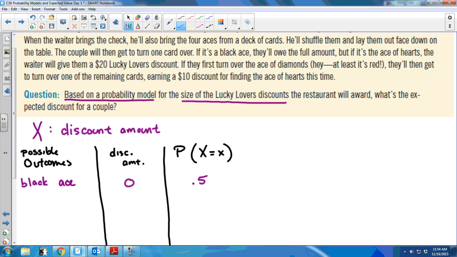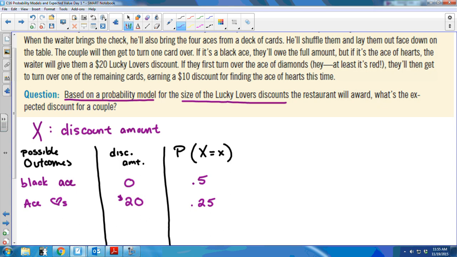Another possible outcome. If you turn over the ace of hearts, how much do you get? $20 discount. What's the probability that you turn over the ace of hearts? 25%. Right? So far, not so bad. Questions about that?